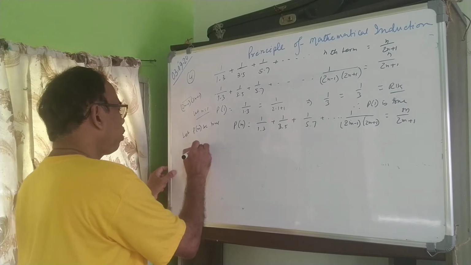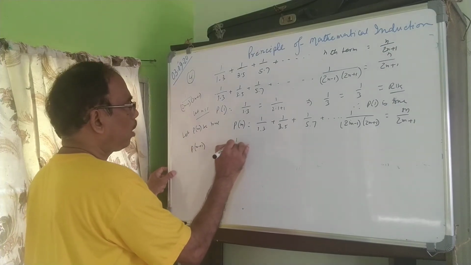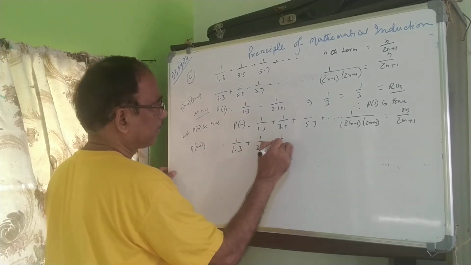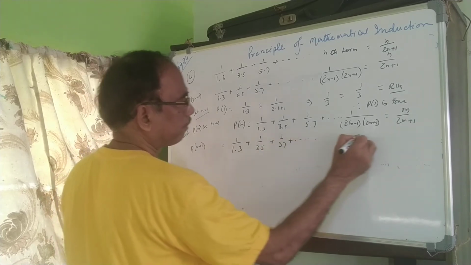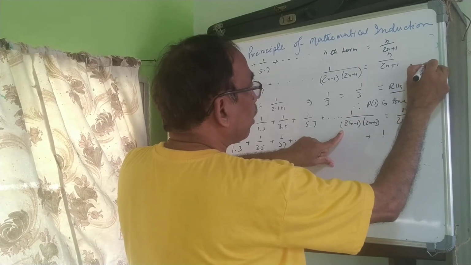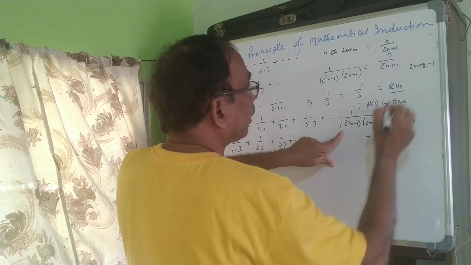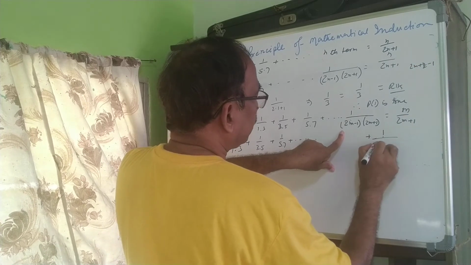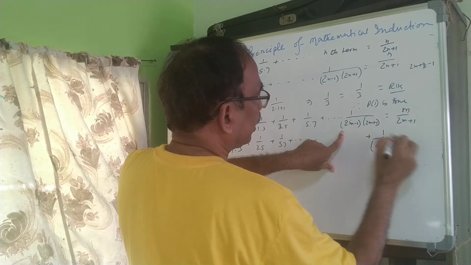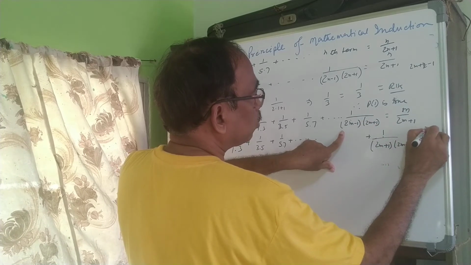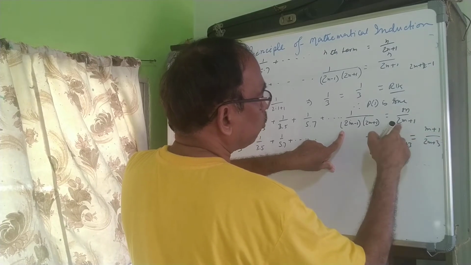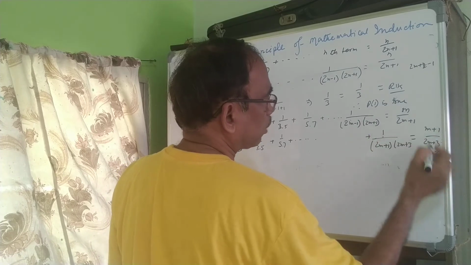Then Pm plus 1 equals 1 by 1 dot 3 into 5 into 7 plus dot dot dot plus, putting m plus 1, that will be 2m plus 2 minus 1, that is 2m plus 1, 1 by (2m plus 1), this will be (2m plus 3), put m equals m plus 1, that equals (m plus 1) by (2m plus 2 plus 1), that is 2m plus 3. You have to prove this.